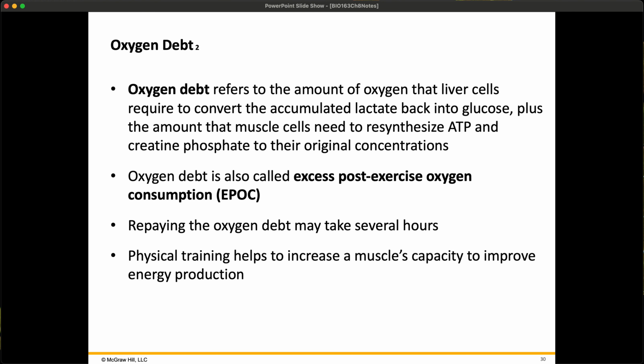So it's basically saying, even after you've exercised, your body is still in that state of recovery for hours and hours and hours.